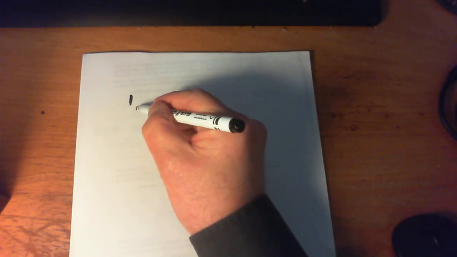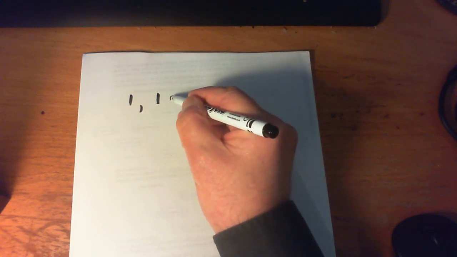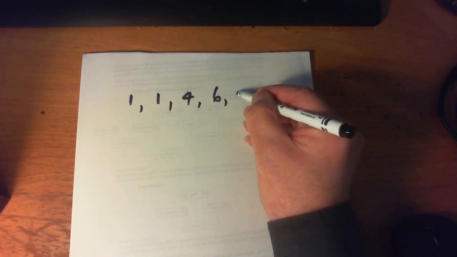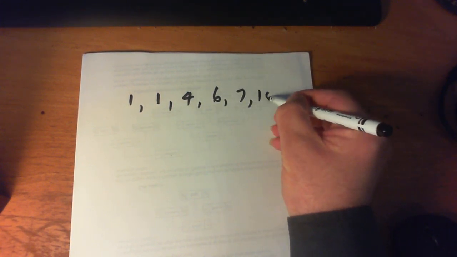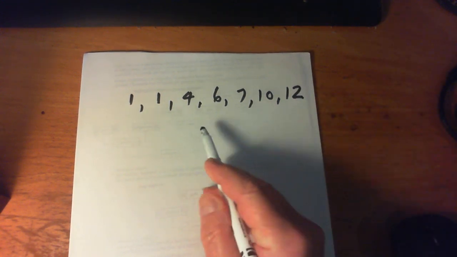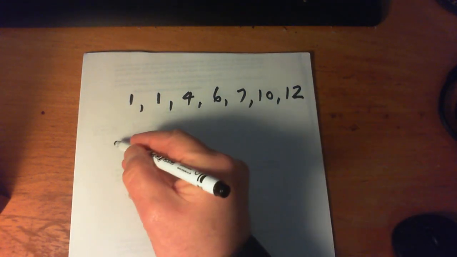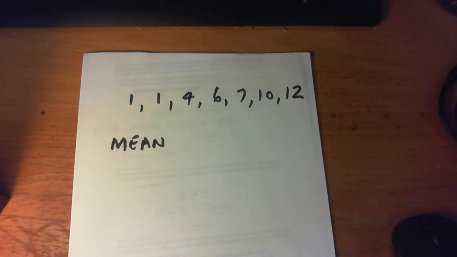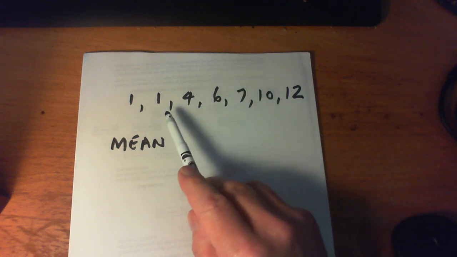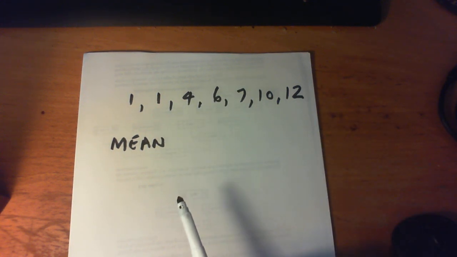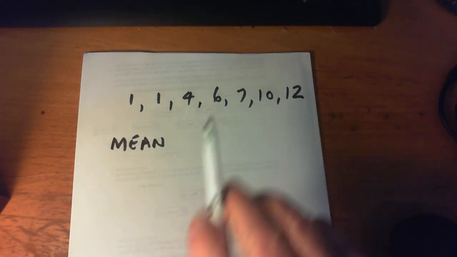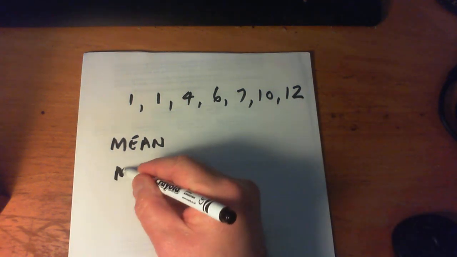Now, if I have a set of data, just make this up. The mean, that's the more familiar form of the average, if you like, where you just add those figures up and then divide through by 7. Now, an alternative way is the median.